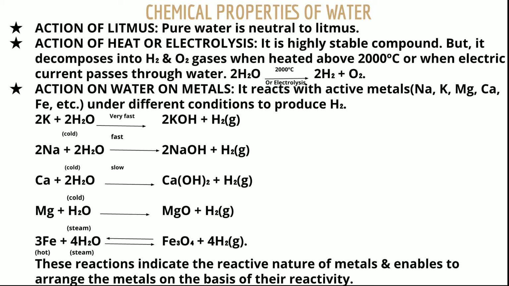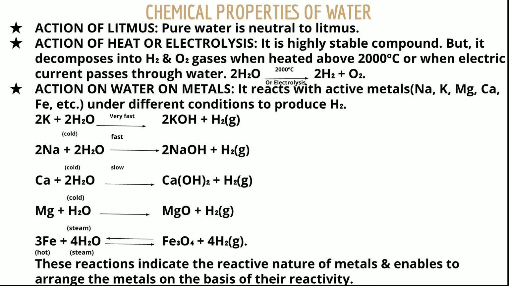Then, action of heat or electrolysis. Water is a highly stable compound, but when heated above 2000 degrees centigrade, or when electric current is passed through it, water decomposes into hydrogen and oxygen gas. So the equation will be: 2H2O, when heated up to 2000 degrees centigrade or when electrolysis takes place, that is, when electric current is passed through, decomposes into 2H2 plus O2.